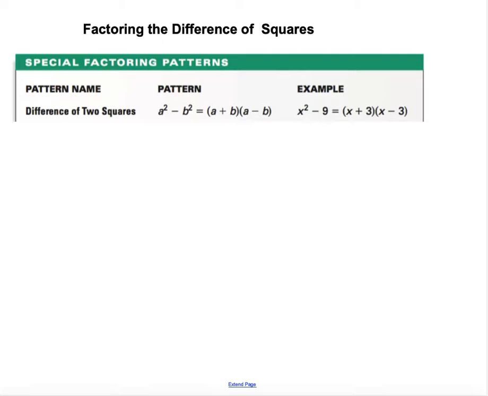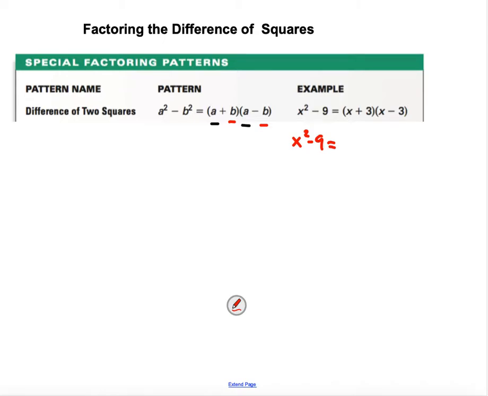and then that would factor as you got to think, what's the square root of a squared? It's a, so the a's go in the parentheses there. And then what's the square root of b squared? And that would be b. So then b's would go in there, and then you get a minus and a plus. So then our example over there, let's factor x squared minus 9.